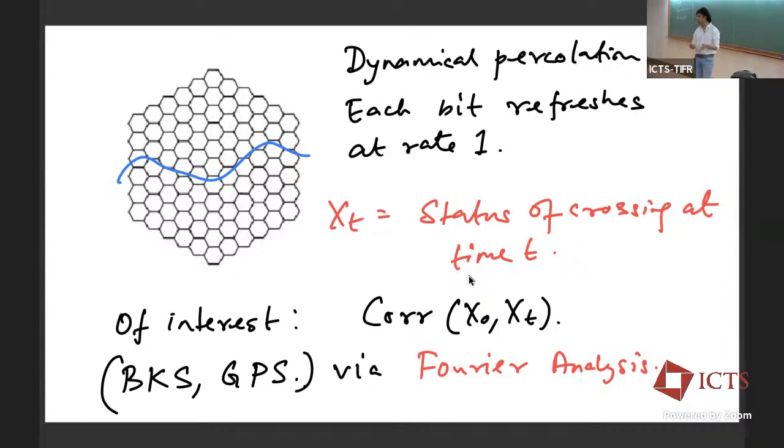And of interest is how this random variable is correlated. X_t is the status of this crossing at time t, and people care about the correlation of this random variable as time progresses. This was initiated in the famous paper of Benjamini, Kalai, and Schramm, and then subsequently strengthened deeply by a group of three authors, Garban, Pete, and Schramm, using very complicated Fourier analysis on the Boolean hypercube. Okay, so this is basically what started the study of dynamical models in statistical mechanics in some sense, at least in the mathematical literature.